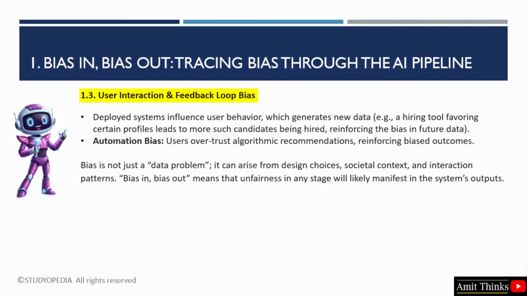Next is automation bias. Users may overly trust AI outputs, which can perpetuate biased decisions. Bias isn't just a data issue. It stems from design, context, and user behavior. Once introduced, it tends to persist throughout the system.